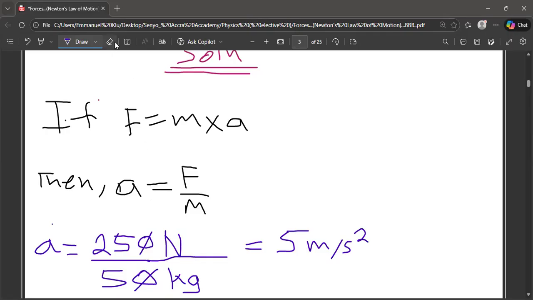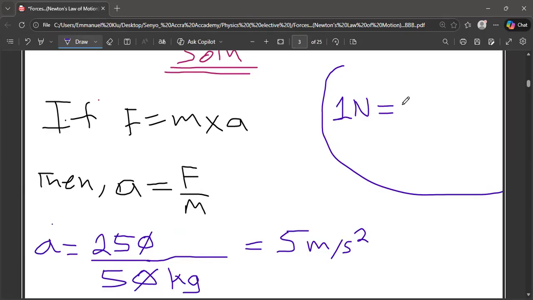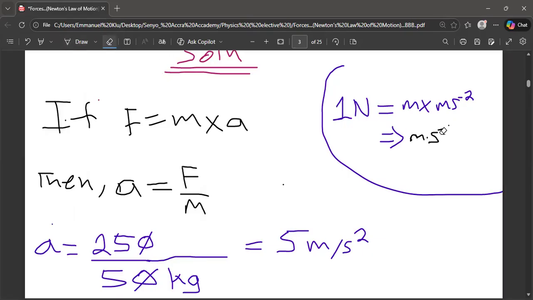Why is that so? That is so because I told you that 1 Newton is the same as mass times acceleration. So mass times acceleration, and acceleration is equal to meters per second squared. In short, this can be written as meters per second squared. But you know that the mass is also measured in what?